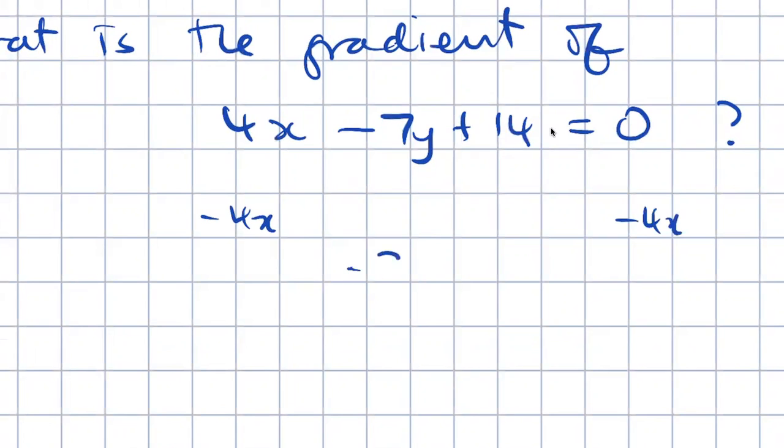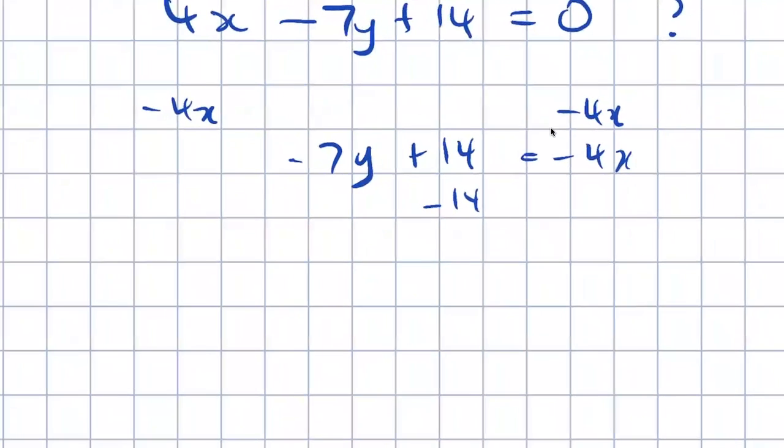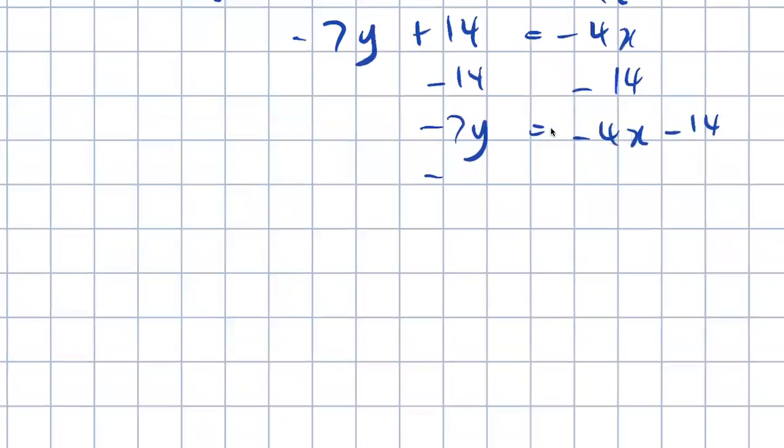And if I do that, I get negative 7y plus 14 is equal to negative 4x. I'm also just going to subtract 14 from both sides, so that I just get that negative 7y by itself, and I get negative 4x minus 14. And then lastly, we divide everything through by negative 7.